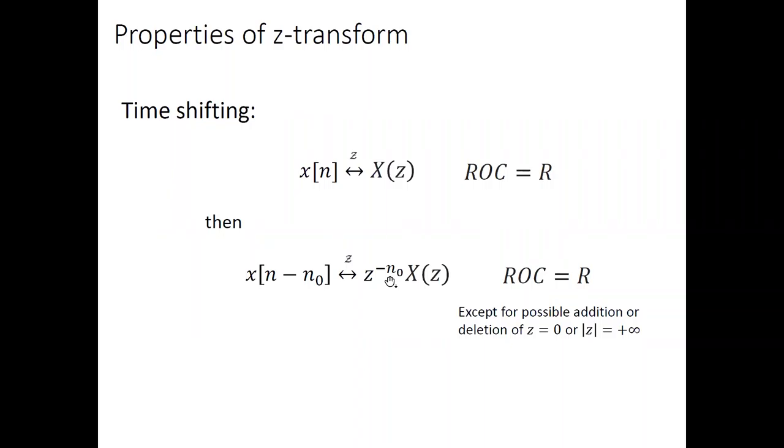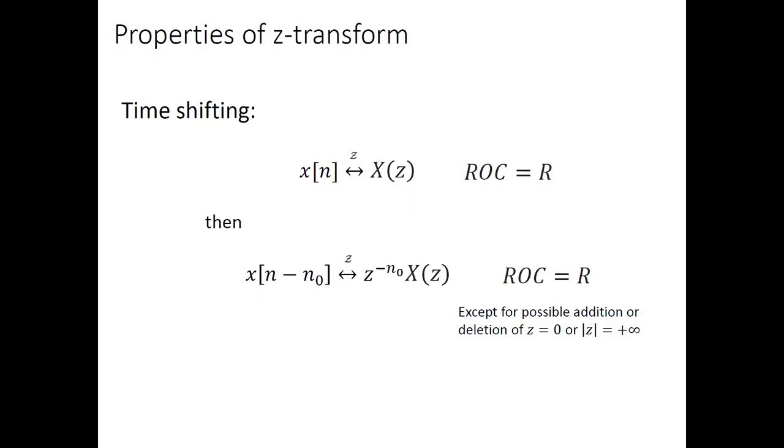For example, if we are shifting the signal to the right, in which case n zero is a positive integer, then multiplying Z to the power minus n zero is increasing the order of the polynomial on the denominator. That might introduce an additional pole at Z equals zero. And in that case, we must add Z does not equal zero to the ROC, because the denominator cannot be zero.